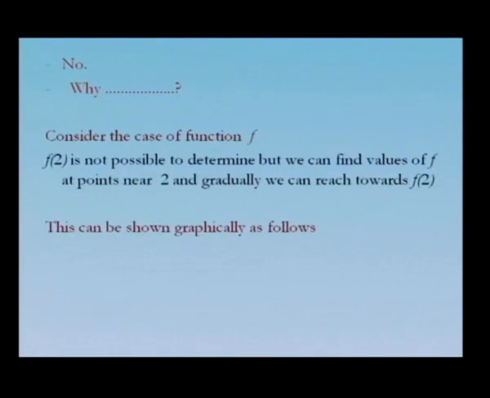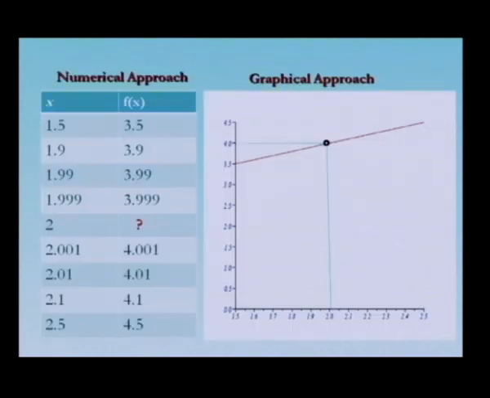Let's consider the function f. f(2) is not possible to determine, but we can find values of f at points near 2, and gradually we can reach towards f(2). This can be shown graphically as follows.